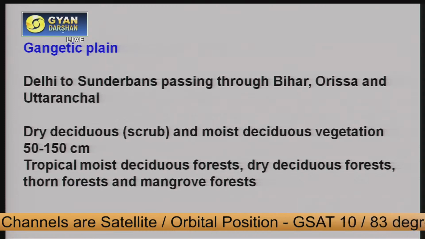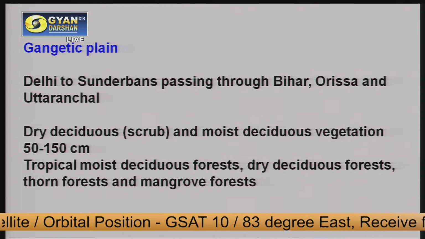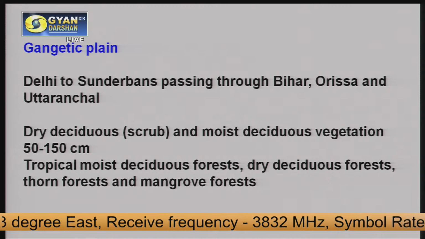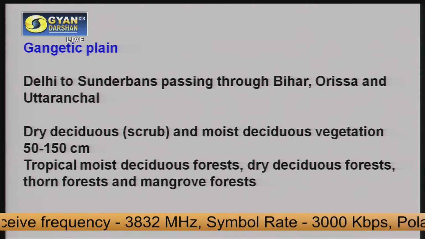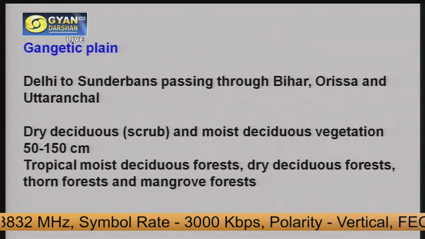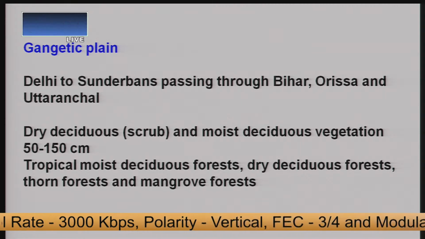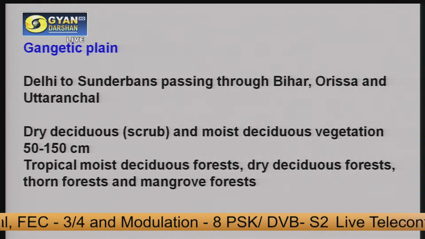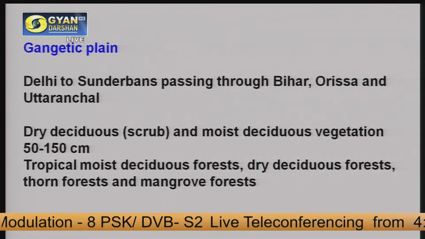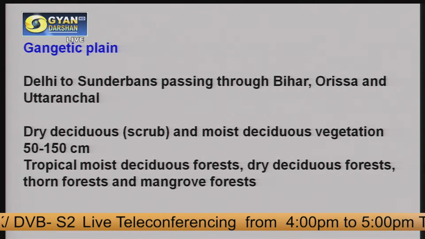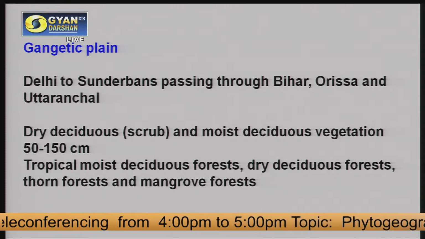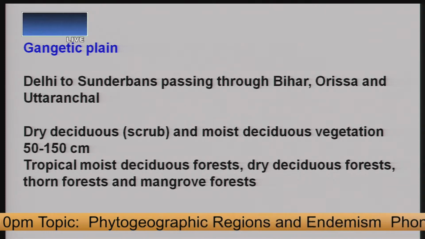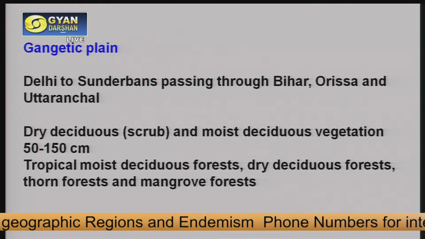Next you have the Gangetic plain, that is now from Delhi to Sundarbans, passing through Bihar, Orissa and Uttaranchal. So even the Bengal is also included in the Gangetic plain. Dry deciduous, scrub and moist deciduous vegetation, 50 to 150 centimeter. Tropical moist deciduous forests, dry deciduous forests, thorn forests and mangrove forests. Perhaps all of you know that the mangrove forests in Sundarban are a very well-known, very important kind of ecosystem which is present in India.